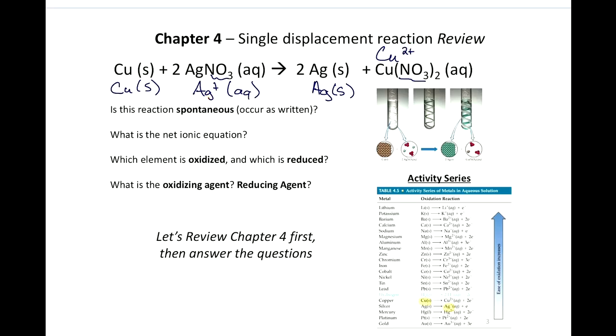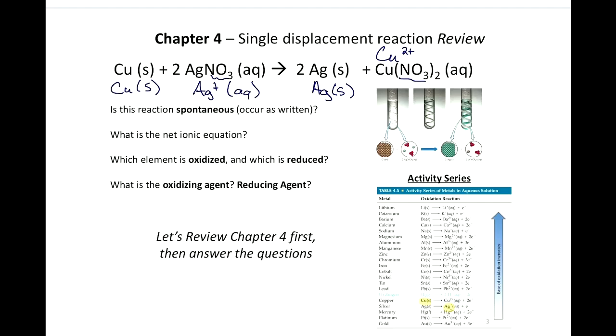Versus silver is going from silver plus to silver 0. So we see that there's this transfer of electrons. And so the definition with keeping track of where electrons are going, we say that copper is being oxidized because its oxidation number is going up, going from 0 to 2+, while silver is being reduced because its oxidation number is going down. And so that's some review from 1210 oxidation numbers to help you identify what's being oxidized and reduced.